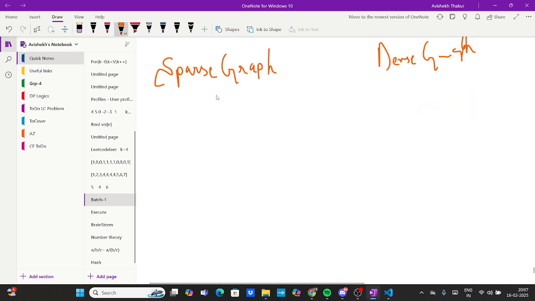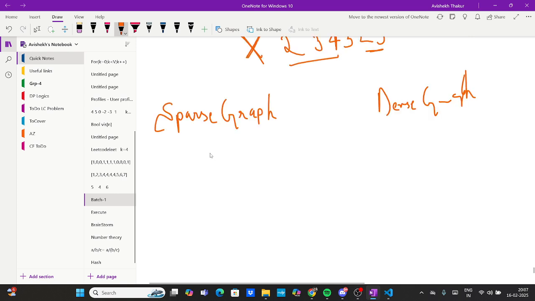Sparse and dense graph. Now, what's a sparse graph and what's a dense graph? There are different definitions to it, but we will derive our own definitions. It varies from one blog to another, or one website to another.